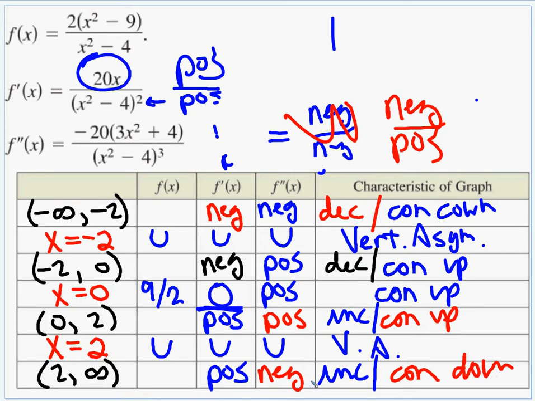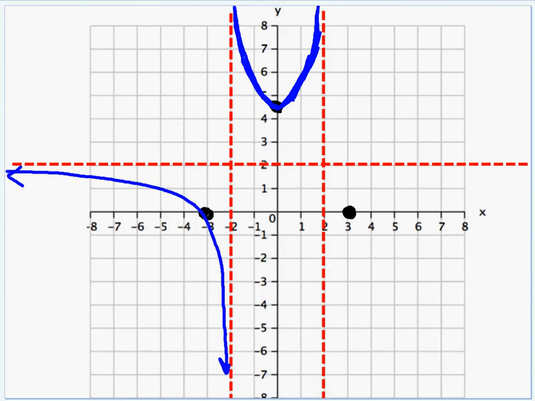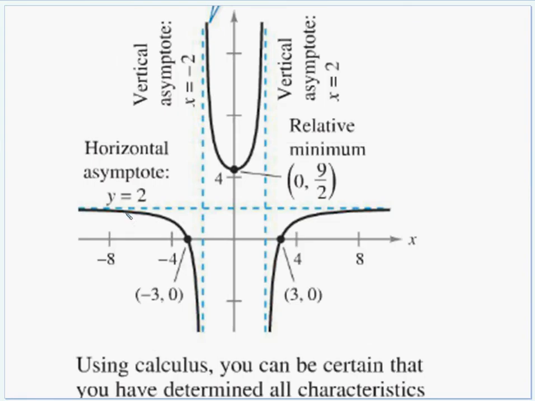So let's see this last interval, increasing and concave down as we go to the left. So here I'll start down here, and we are increasing and concave down, and we've crossed our x-intercept, and we're obeying our asymptotes. So there's our graph. Pretty good job for using our new little bits of info from calculus. So here's the book's version of it. They got the vertical asymptotes, the horizontal at 2, and we've got our min at 0, 9/2. Looks like a good graph.